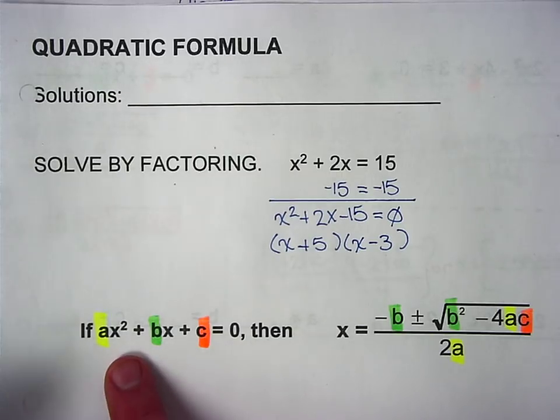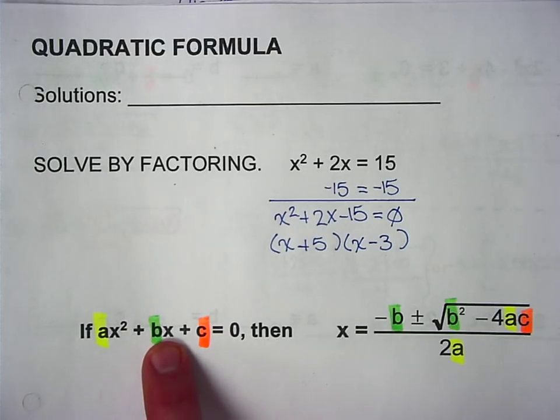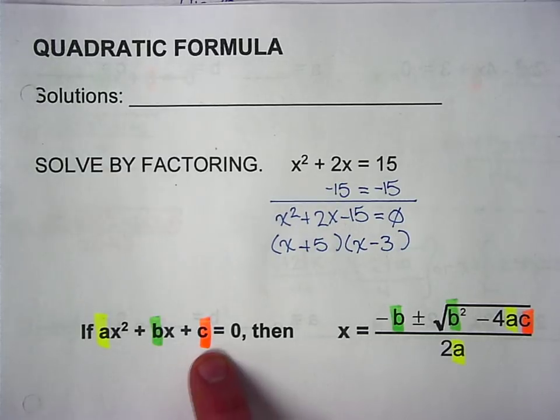So whatever number is paired with x squared, we'll call that a. Whatever number is paired with the single x, or x to the first power, we're going to call that b. And then any other number that's attached that doesn't have a variable, we'll call that c.